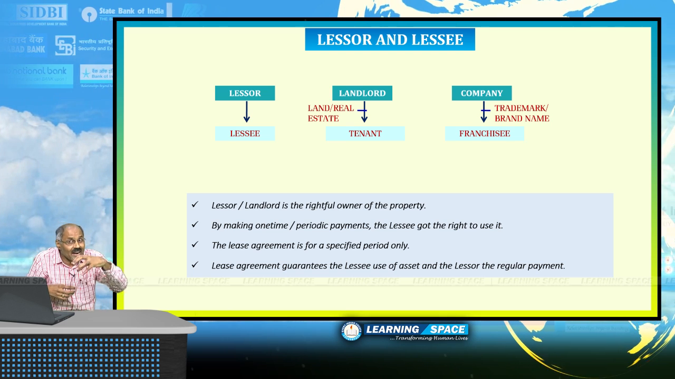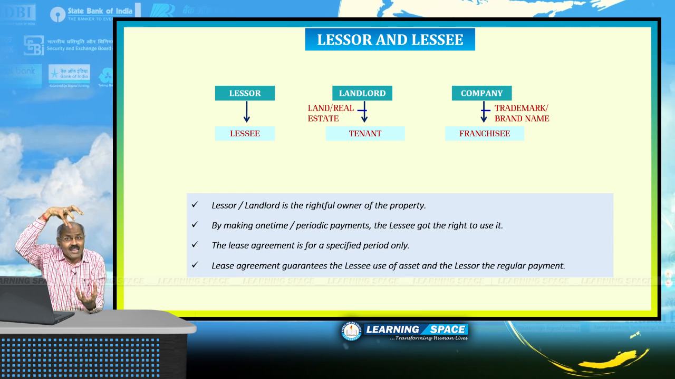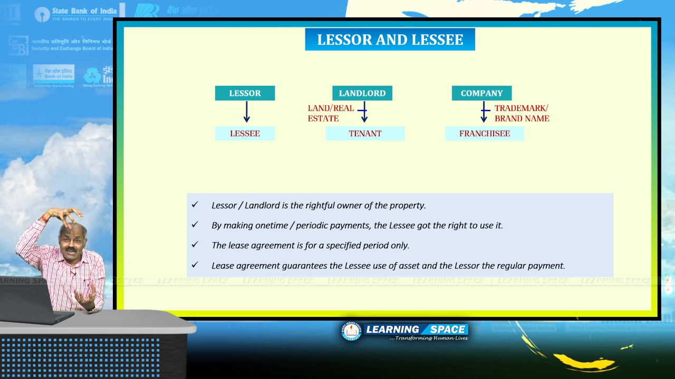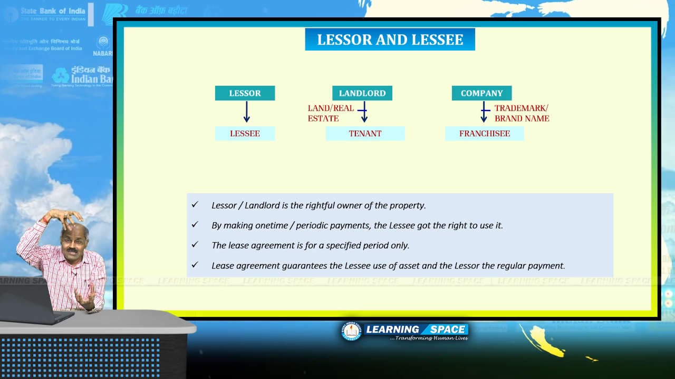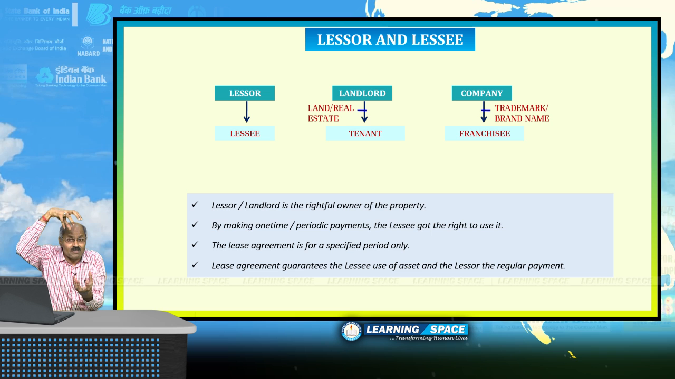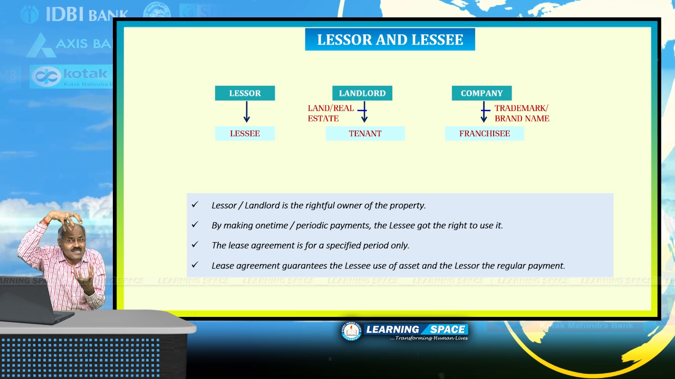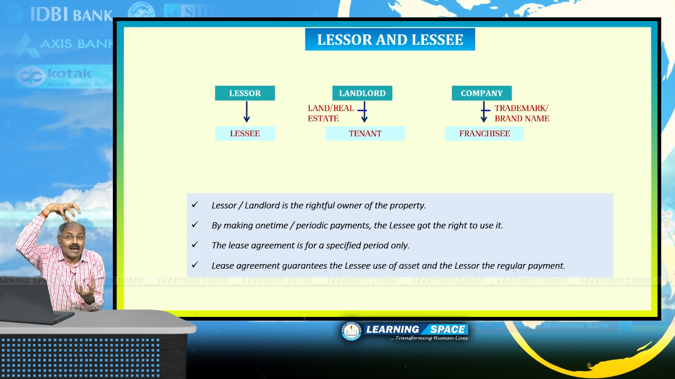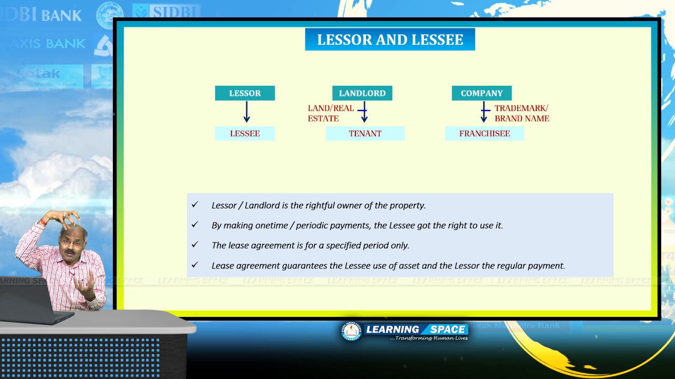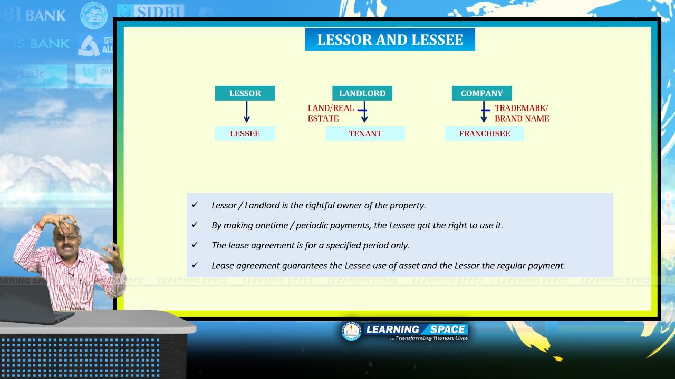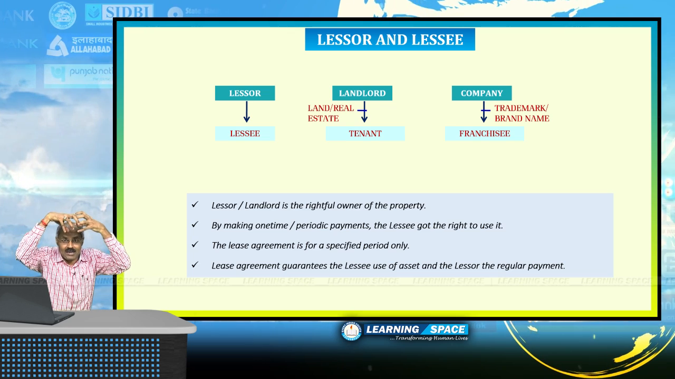And if some franchisee is using the brand name of a company, then the relation is also lessor-lessee. You know very well that at many places the companies will establish their franchisees, and the franchisee will be lessee and the company will be lessor. For using the brand name, this franchisee will pay some royalty to the lessor or the company, right?